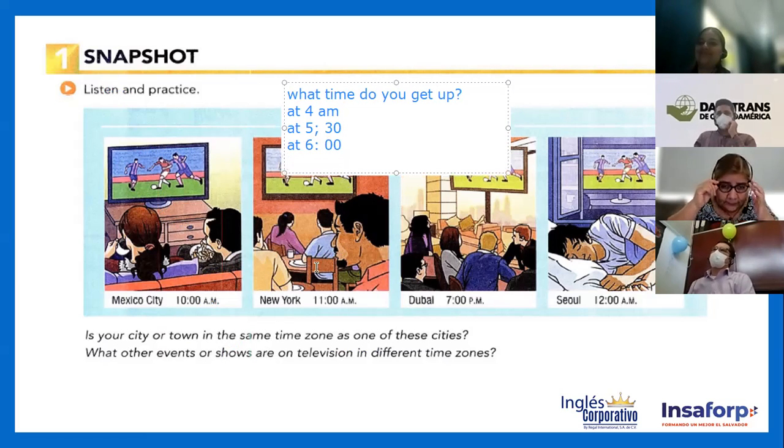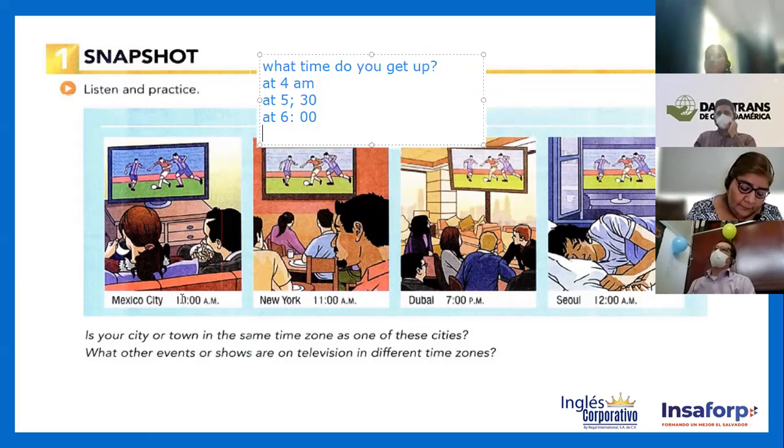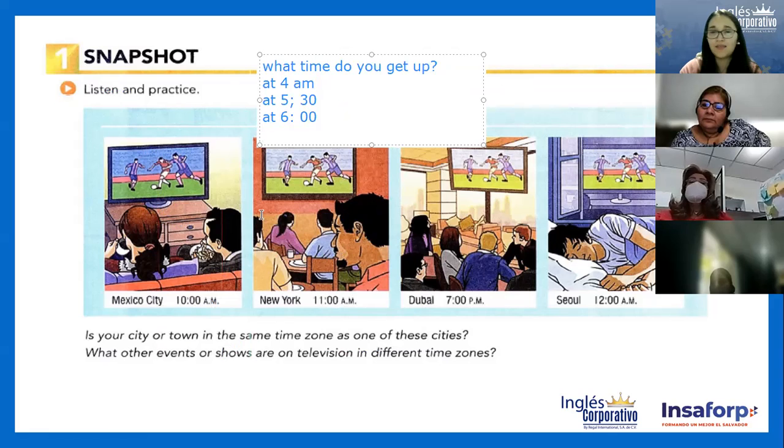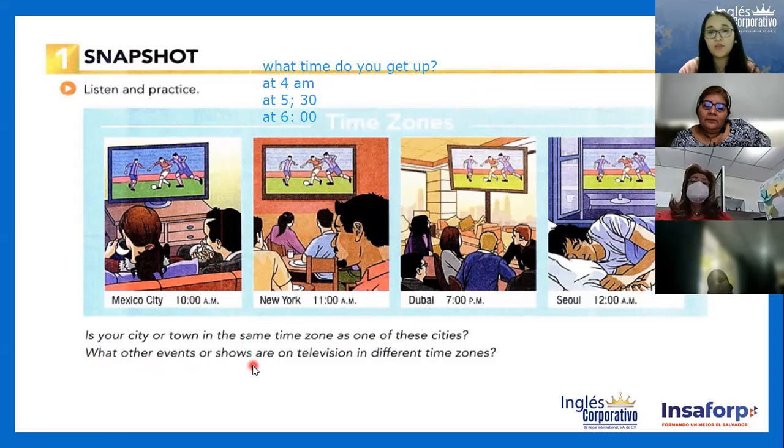Yes. Okay, so as you can see here in the pictures, there are some times, right? Tenemos una certain time. For example, in Mexico, it is 10 a.m. In New York, it is like 11 a.m. In Dubai, 7 p.m., right? And then in Seoul, we have that it is 12 a.m. Do you consider that at these time zones, we can have different shows? What do you think about these questions? ¿Creen que, por ejemplo, hay otros eventos a esta hora? For example, in Europe, do they have different events en esta zona horaria?